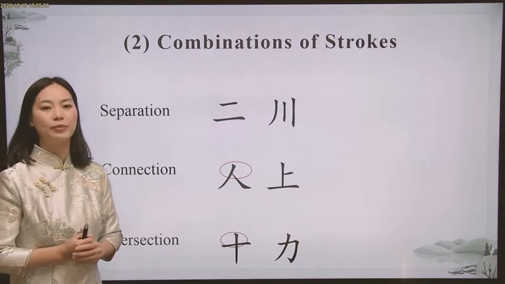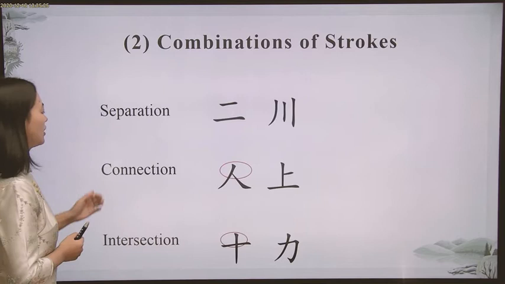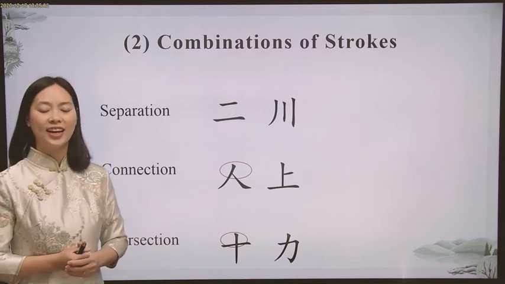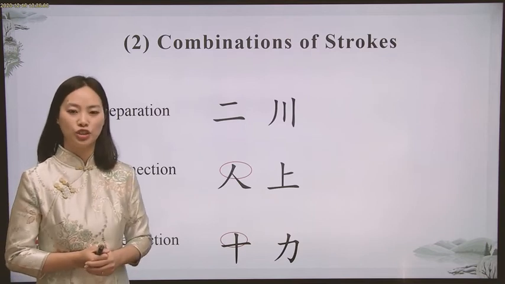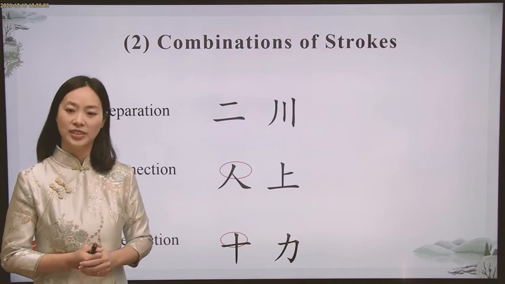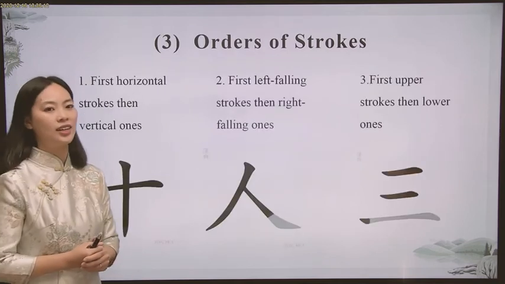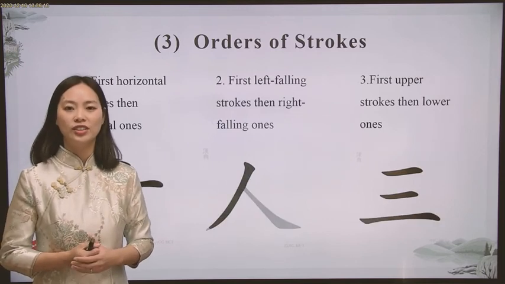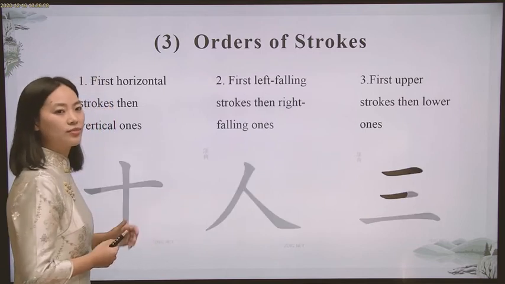There are 3 combinations of strokes, which are separation, connection, and intersection. When writing Hanzi, if you can pay attention to the combinations of strokes, you will make fewer mistakes. When writing Hanzi, we need to follow the orders of strokes. The rules are as follows.